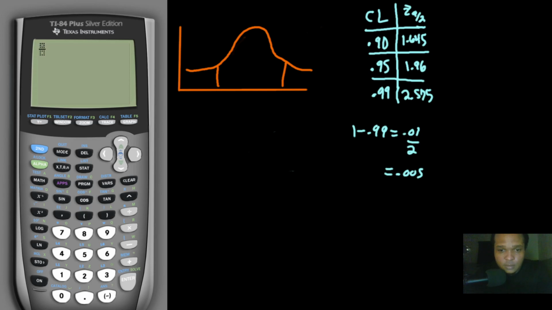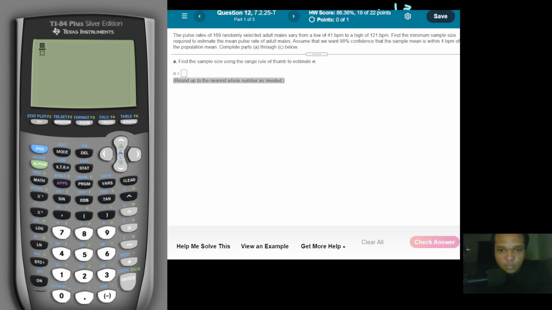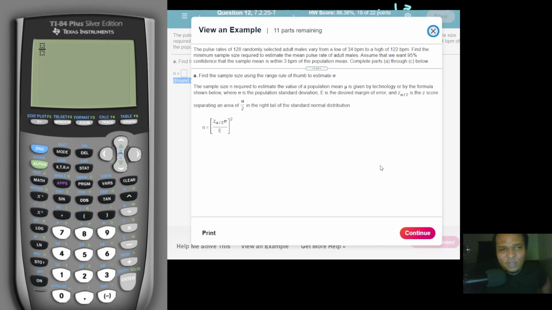Let me let you guys see. Find the minimal sample size required to estimate the mean pulse. Assume 98. There's our E. Population. They didn't give us a standard deviation. Am I blind? Oh, range rule of thumb. I'm not familiar with the range rule of thumb. Let's look at an example. Let's see what they use.